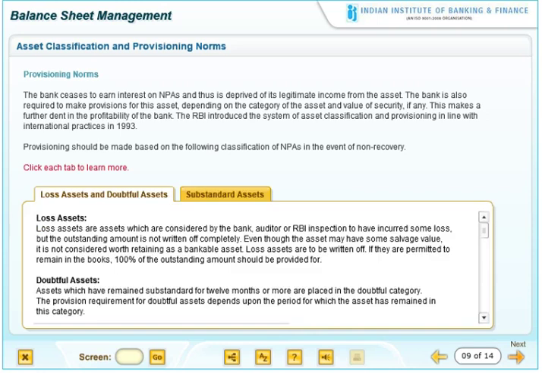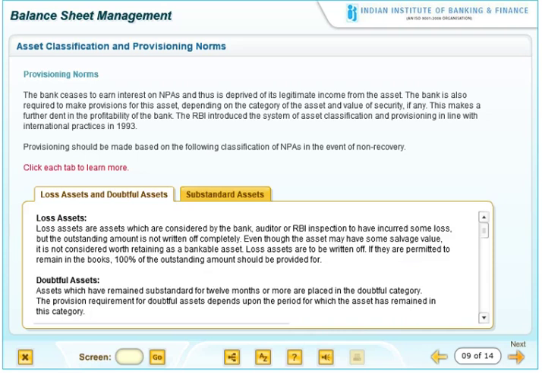The bank ceases to earn interest on NPAs and thus is deprived of its legitimate income from the asset. The bank is also required to make provisions for this asset depending on the category of the asset and the value of security, if any. This makes a further dent in the profitability of the bank.